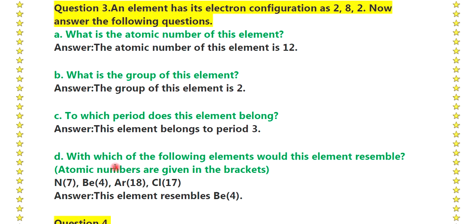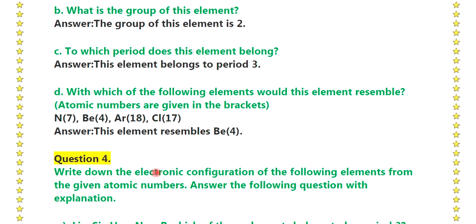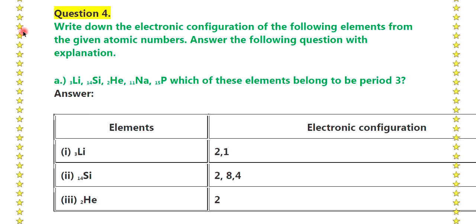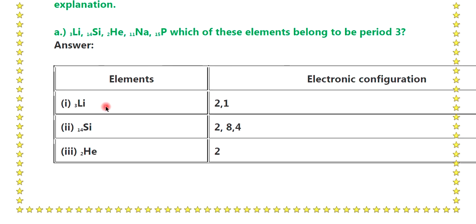D, with which of the following elements would this element resemble? Nitrogen, beryllium, argon, fluorine. The answer is that it resembles beryllium 4. Question number 4. Write down the electronic configuration of the following elements from the given atomic numbers. Answer the following question with explanation. That is, A, lithium 3.